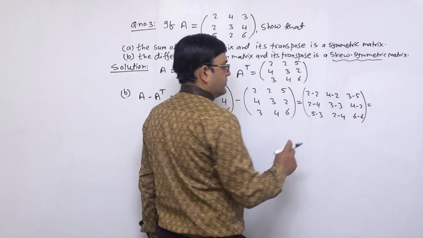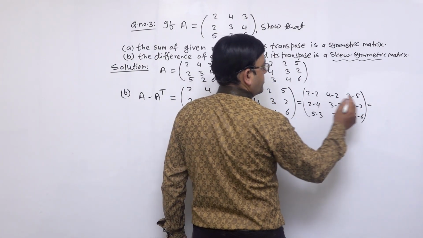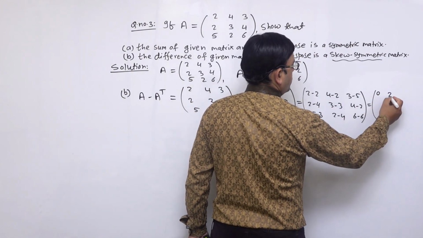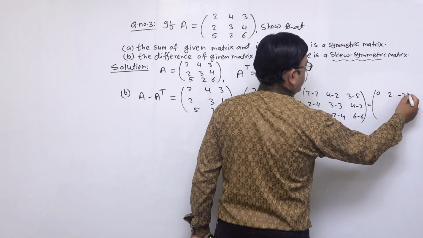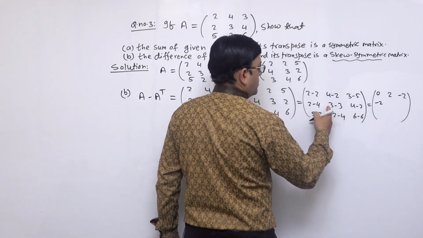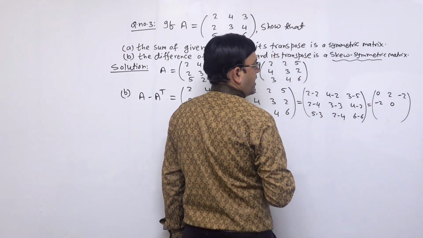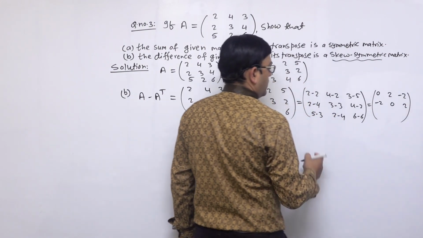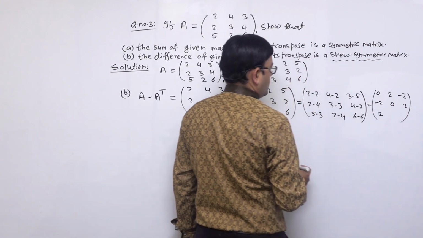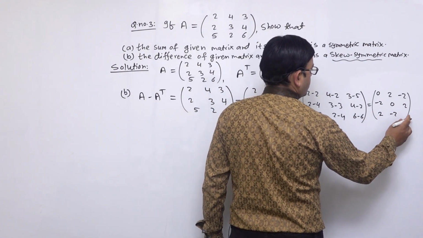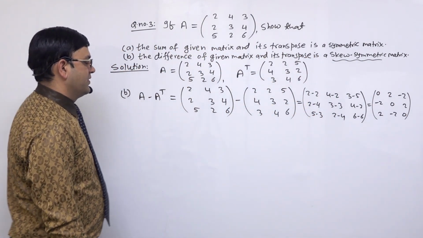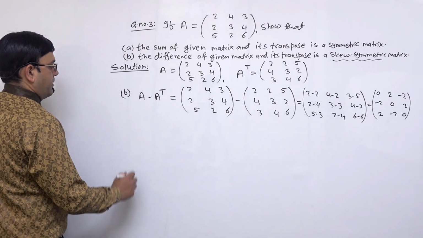This is equal to 2 minus 2 is 0, this one is 2, and this one is minus 2. Next one is 2 minus 4 is minus 2, 3 minus 3 is 0, 4 minus 2 is 2, 5 minus 3 is 2, 2 minus 4 is minus 2, 6 minus 6 is 0. Here the diagonal is 0. Now we have to find the transpose of that one again.